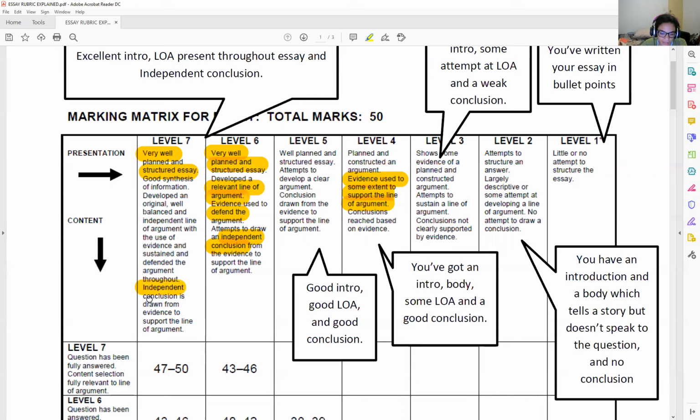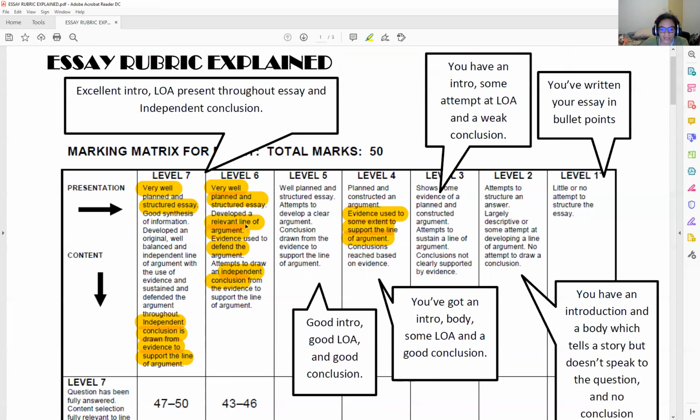Now, I am not going to try and do an independent conclusion because I'm just going to embarrass myself. Because thinking of an independent conclusion, just sitting here talking to a webcam, is no good. I need to actually sit down and write it out. But an independent conclusion is essentially a conclusion that uses evidence from your argument in the conclusion. Like you really hammering it home, convincing the person that's reading your essay that this is the answer. There can be no other answer because you've thoroughly proven it. Okay, so that is how I mark essays in terms of presentation.